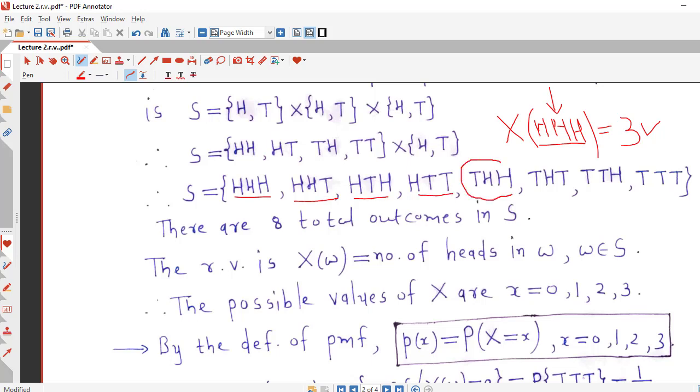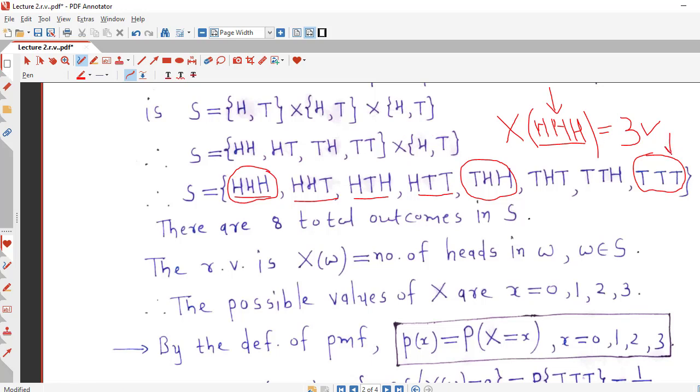For example, the image of this outcome is 2 because there are 2 heads here. The image of this outcome under random variable X is 0 because there is no head in this outcome. So the maximum possible value of the random variable is 3. There are 3 heads possible, because we are tossing a coin 3 times. And the minimum value is 0.